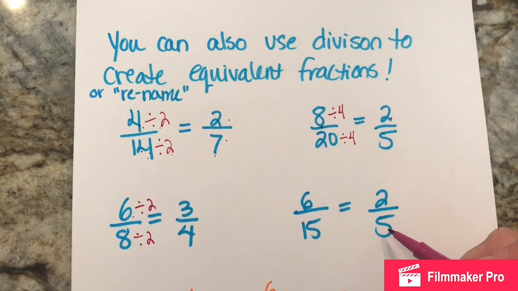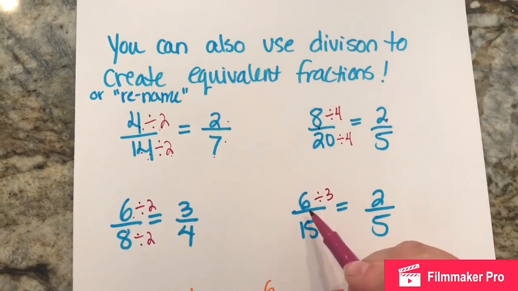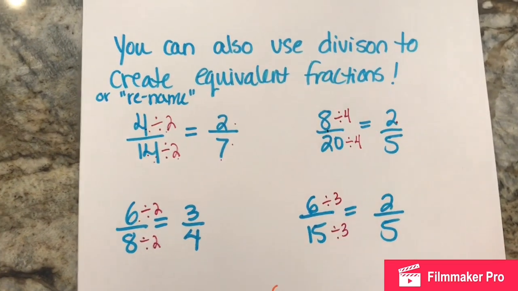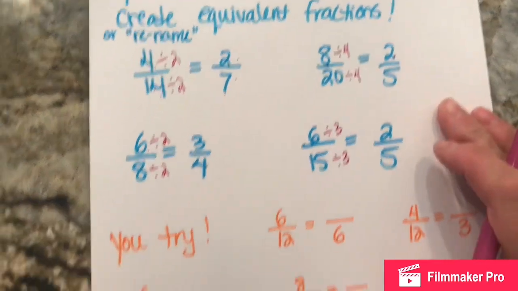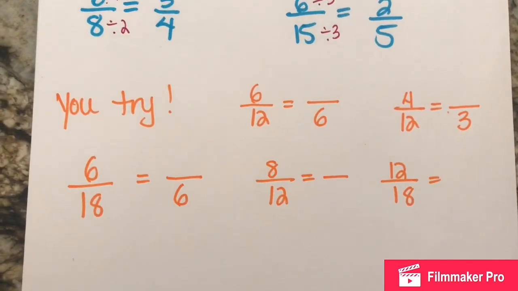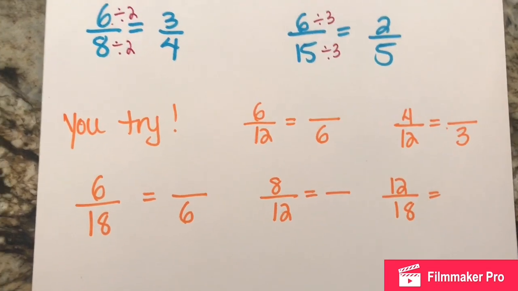Last one, can you figure that one out? It would be 3. 6 divided by 3 got me down to 2, and 15 divided by 3 gets me down to 5. Okay, you're going to give that a shot too. So here's some for you to practice on a sheet of paper. You can pause the video right here and practice doing a few of these, see if we can match our answers.